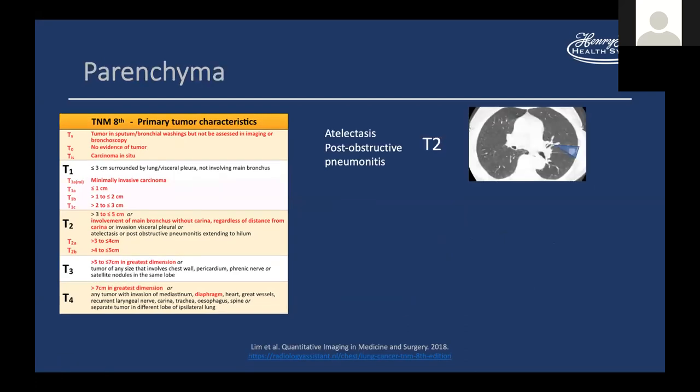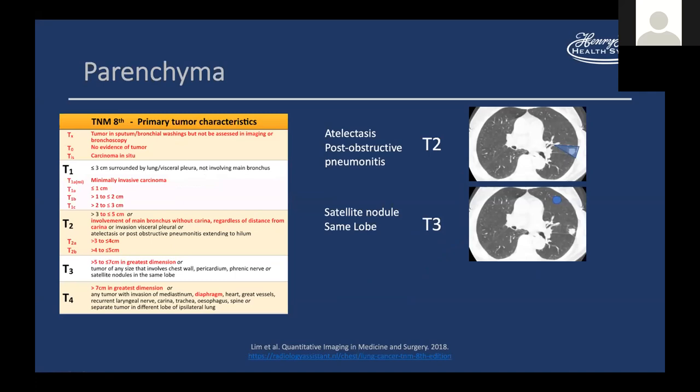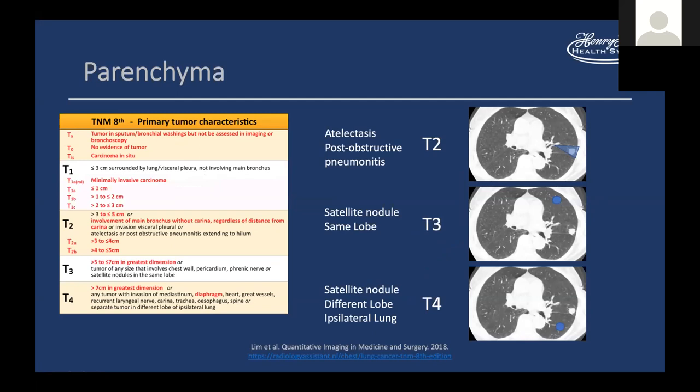When you're in terms of lung parenchyma, if there is any degree of atelectasis or post obstruction, then it's considered a T2. If you have a satellite nodule that's in the same lobe as the nodule of concern, then that was considered T3. And if you have a satellite nodule in a different lobe but of the same ipsilateral lung, then it's considered T4.